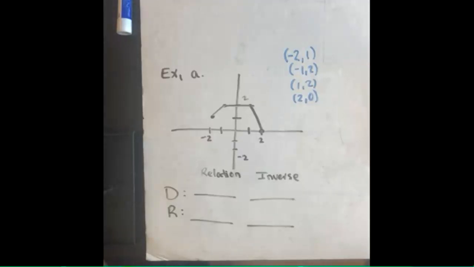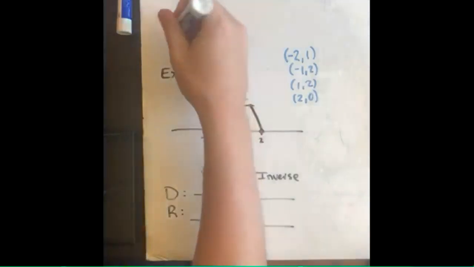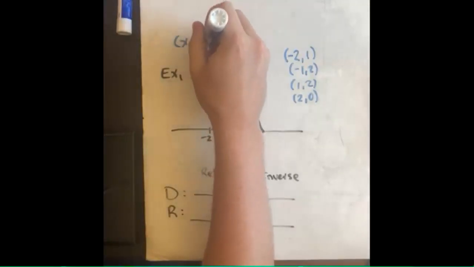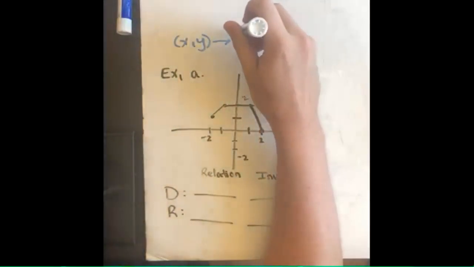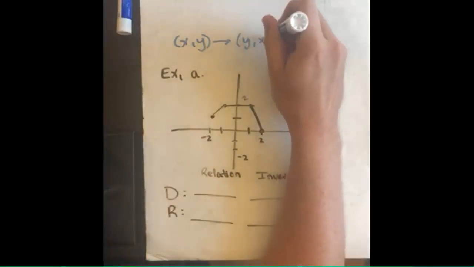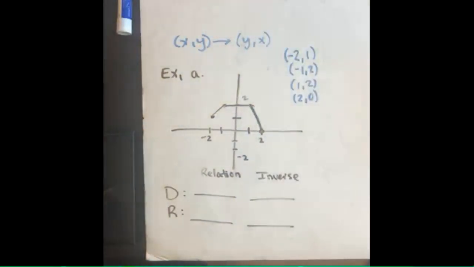So when we have the inverse of a relation, the easiest thing to know about inverses is whatever the original xy points are, it's the exact same mapping notation every single time. It's going to change from xy to yx. So every point that you have is going to flip from x to y and y to x.